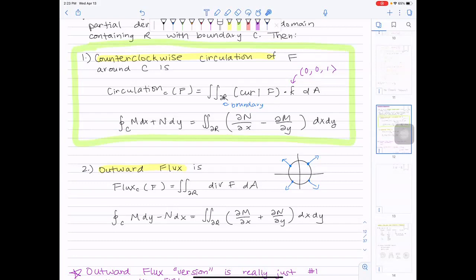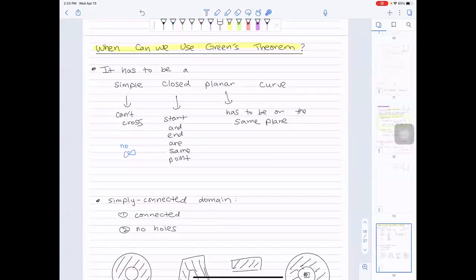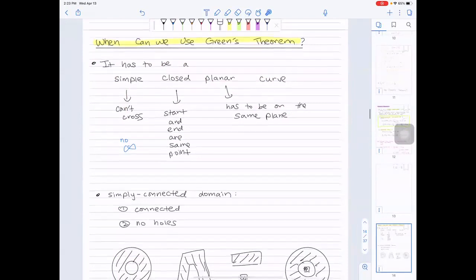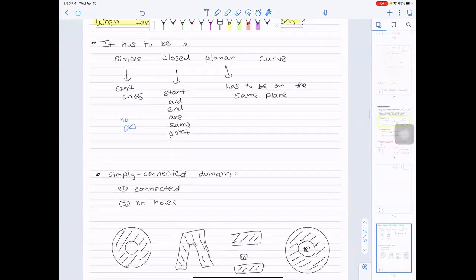Okay, so let's get back to this. Next thing is, when can we use Green's theorem? First, it has to be a simple closed planar curve, so the curves can't cross, it should be closed so the start and end point are the same, and it should be planar, on the same plane. Also, it should be a simply connected domain, meaning it should be connected, so you could draw a line around it, and there should be no holes.